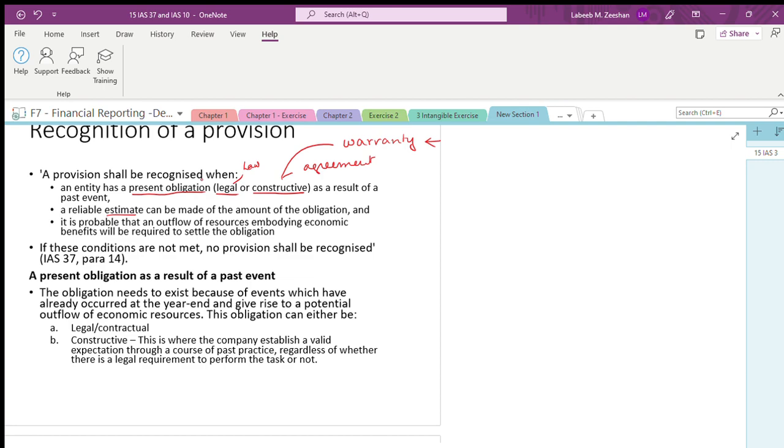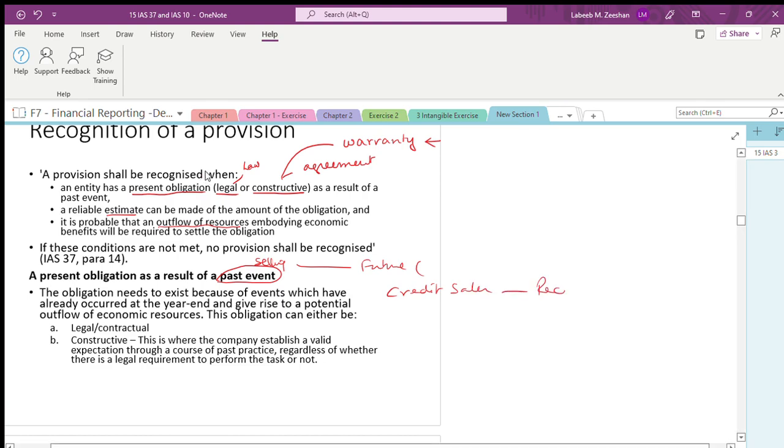It is the probability of outflow of resources. When you are talking about the warranty, warranty is not an inflow, it is an outflow of resources. What is the present obligation as a result? It is the present obligation from a past event. You are selling the product, but you have to think about the future. You are having credit sales. You are talking in terms of receivables. Immediately what you will do? You will deduct the bad debts.